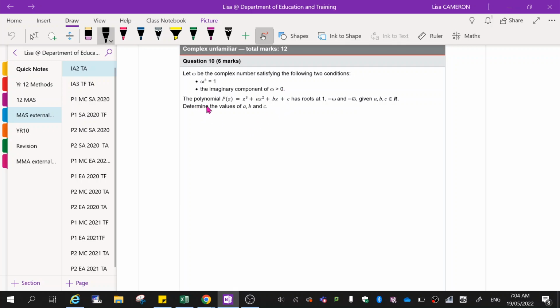Then it's telling us that we have a different polynomial like this, and it has roots at 1, negative whatever our answer was from up here, and negative of the conjugate of whatever's up here. Make sure that when you do the conjugate of this one, that happens first before you put the negative. It also tells you that they all have to be real numbers. So we're going to determine the values of A, B, and C.